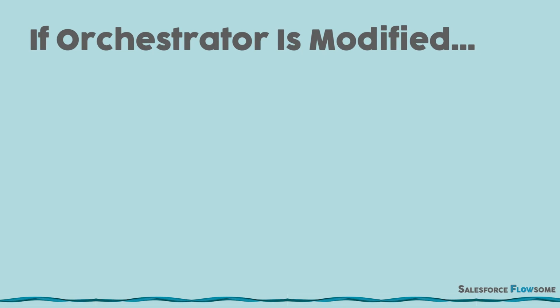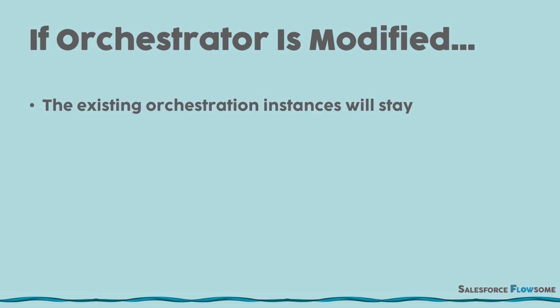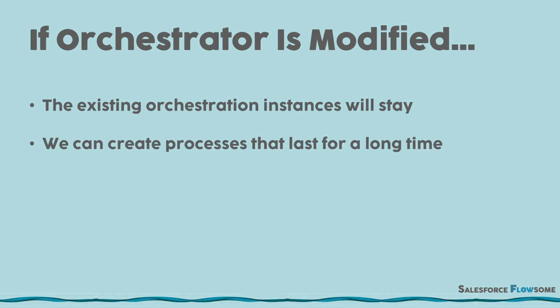If you modify and activate a new version, the original orchestration instance will persist. Because of this nature, you can create a process that might last for a really long time without worrying about the process being discontinued or costing too much capacity.